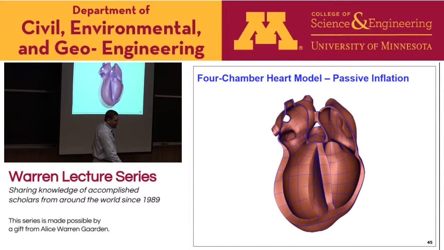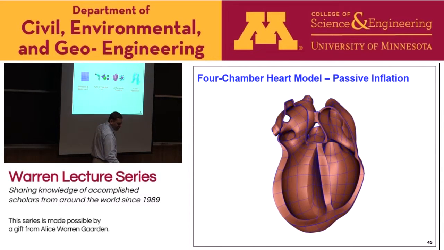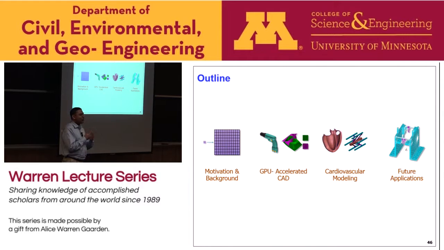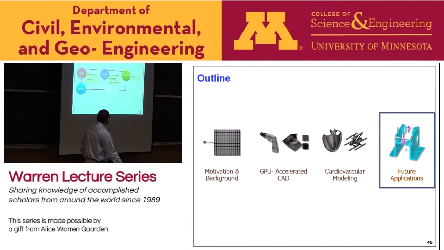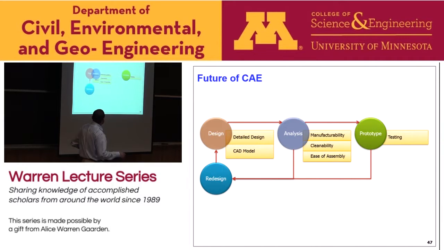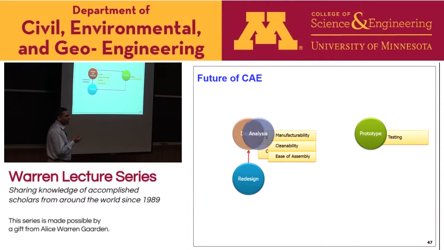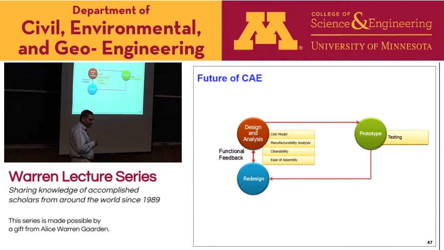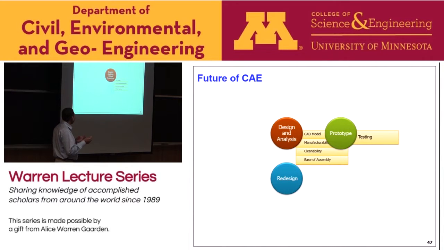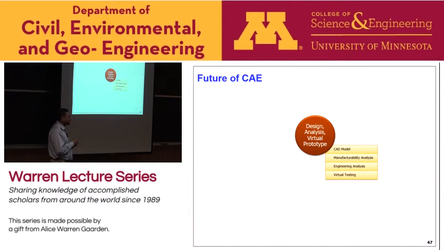So those are the two main things that I wanted to talk about in terms of how geometric algorithms can be used to expand what is there in design and analysis right now. And then to conclude, I just wanted to show a few slides on what I feel are possible future applications of these methods. So I talked about how design and analysis has been coming together in the last few years. But going forward, what I think would be more meaningful is to also get rid of the prototyping stage, where you then do what is called virtual prototyping.